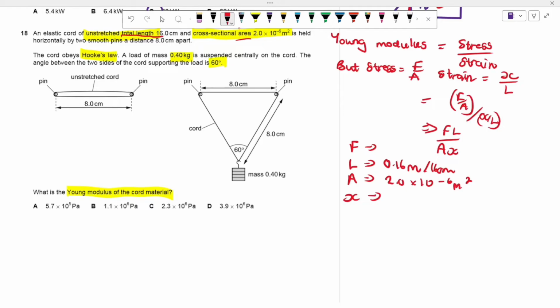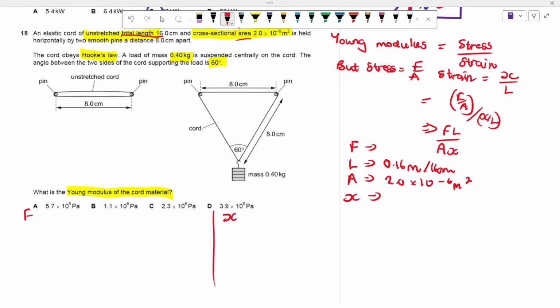Again, I'm not given. So the tricky part of this question is finding F and finding X. So that's what we're going to do here, right? We're going to first find F on this side, then we're going to find X on this side. And after I'm done with that, I just plug in my values, mathematical manipulation, and voila, I have my answer. Okay. For me to find X, I need to think, guys.